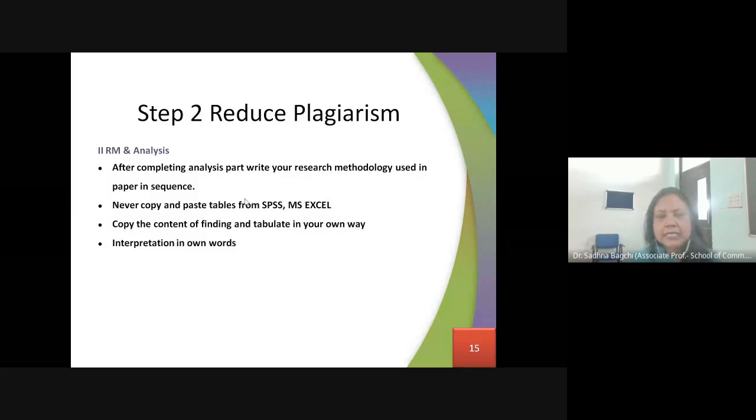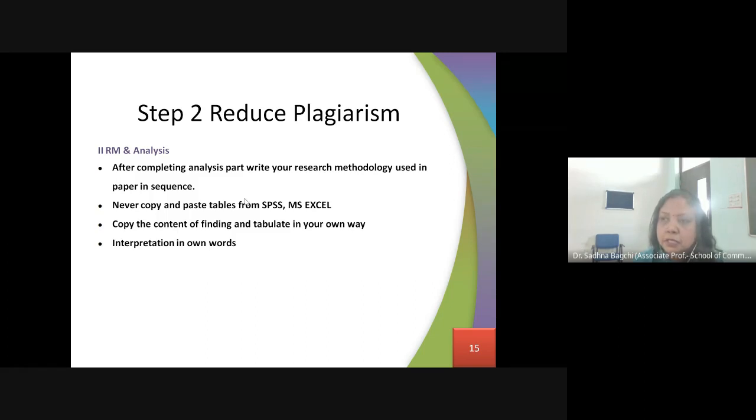And third, for the analysis part: in so many studies I have seen, scholars come to me and ask, I have not taken anything from anywhere, but the table that I took from the SPSS software is showing plagiarism. It is showing the red signal. So how can I reduce this? My suggestion for that is, after completing the analysis part, write your research methodology.